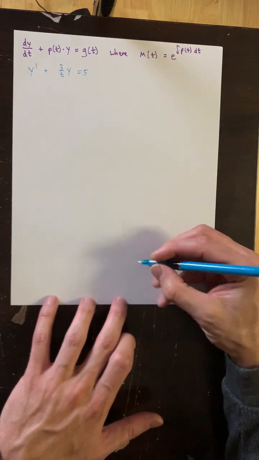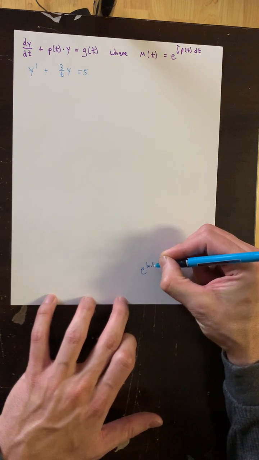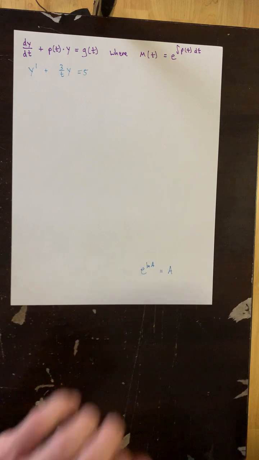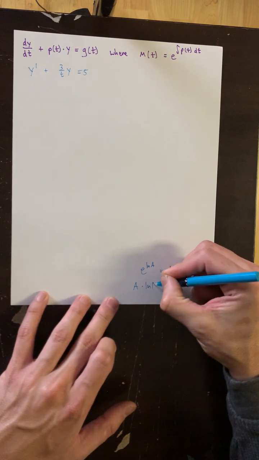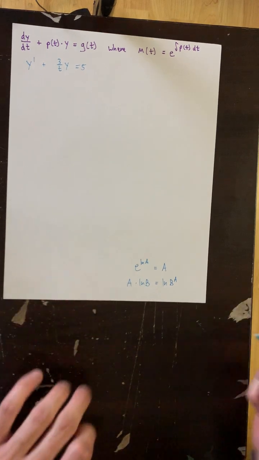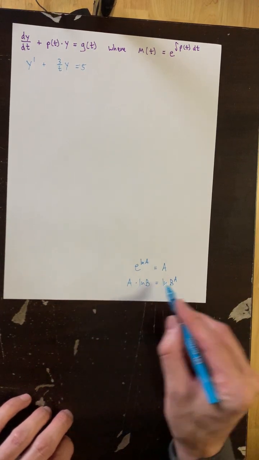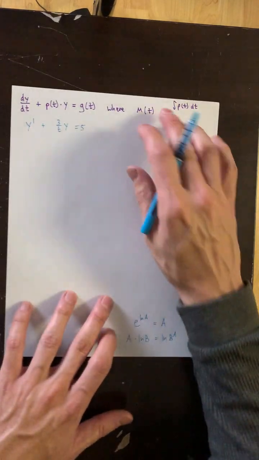Remember from your pre-calc days that e to the power of ln of a is simply equal to a. Also remember, a times ln of b is equal to ln of b to the power of a, where the coefficient of a log can become the exponent of the argument. Let's recall these facts. Let's go back up here.